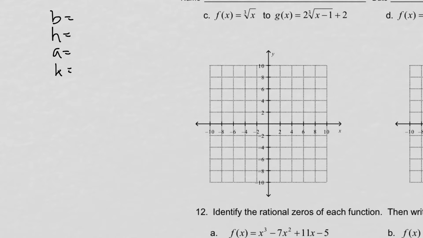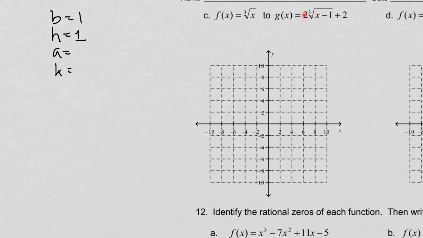So b, if you look in here, b would be next to the x. There's nothing in there, so that means that b is 1, which really means that you don't have to care about it. It's not going to make a difference in your graph. h is in the radical with the x. It says x minus 1. That means that h is equal to positive 1, not negative 1. Positive 1.